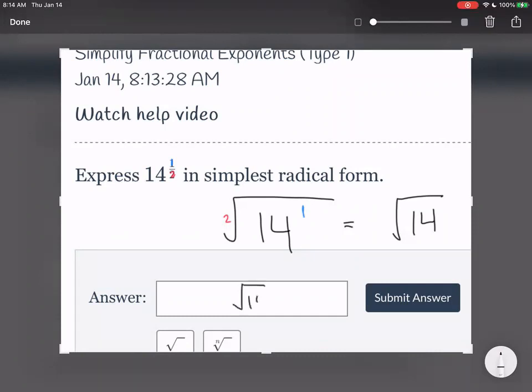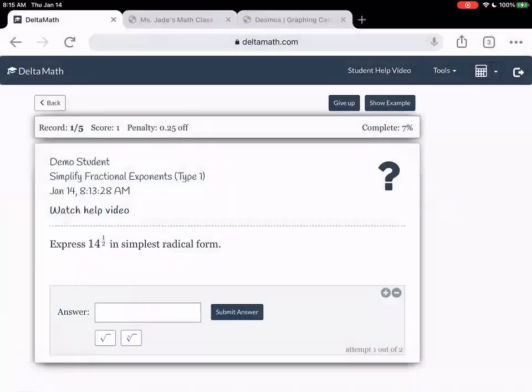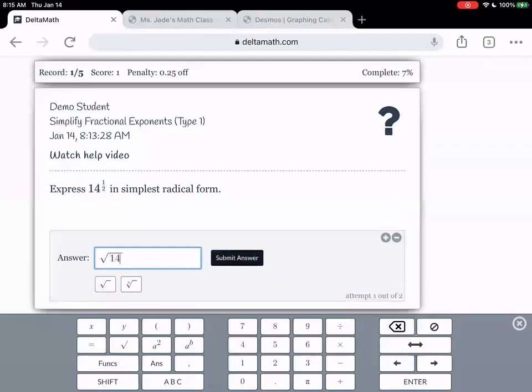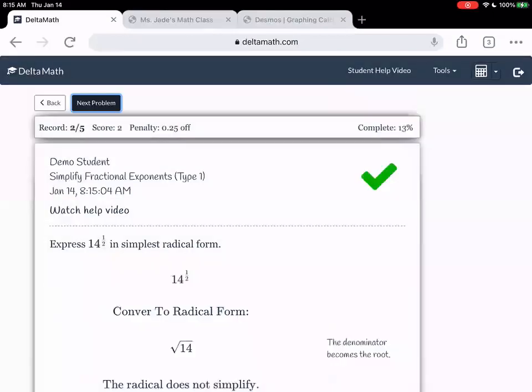So I'm going to type this in here. Are there any questions on this one? I'm going to pause the video so you guys have a chance to ask. All right, so square root of 14. Okay, let's go to the next category.